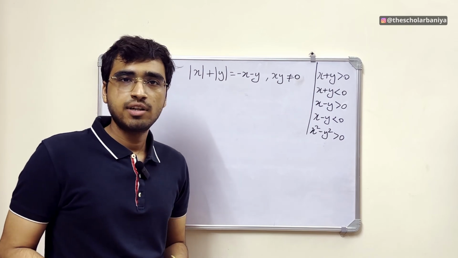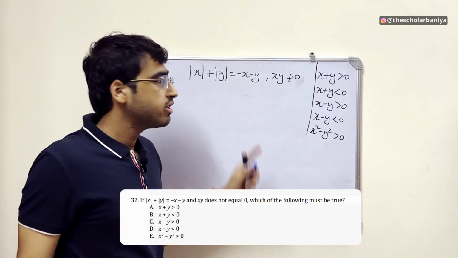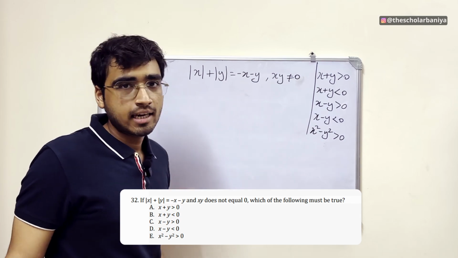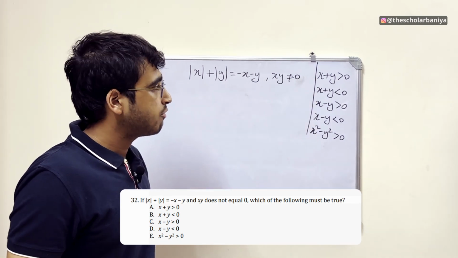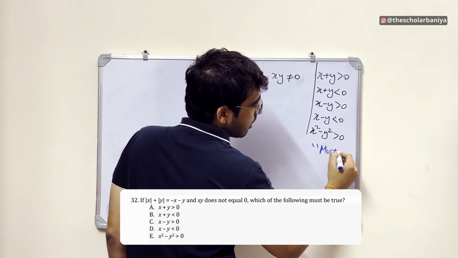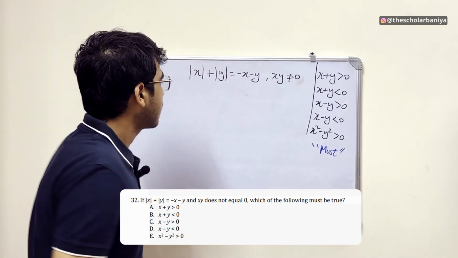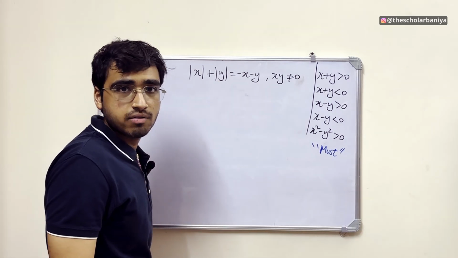So guys, let's move on to the next question. This is the question given: |x| + |y| = -x - y, and xy is not equal to 0. And these are the 5 options given, and we have to tell which of the following must be true.